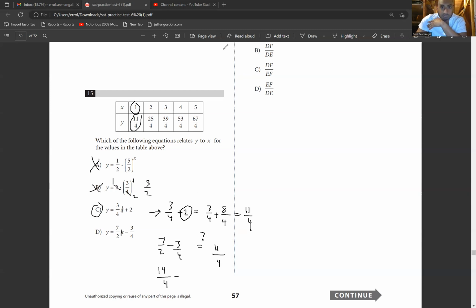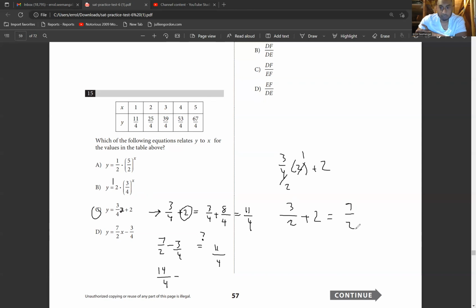So that means let's check another one. Let's check more than just the one. x equals 2? Yeah, let's check that one. Yep. All right, so for this one, if we plug in 2 right there, what's 3/4 times 2 plus 2? What is that? 1.5 plus 2 is what? 3.5. How do you write 3.5? 3.5 is 7/2, right? Yeah. Which is not that one.